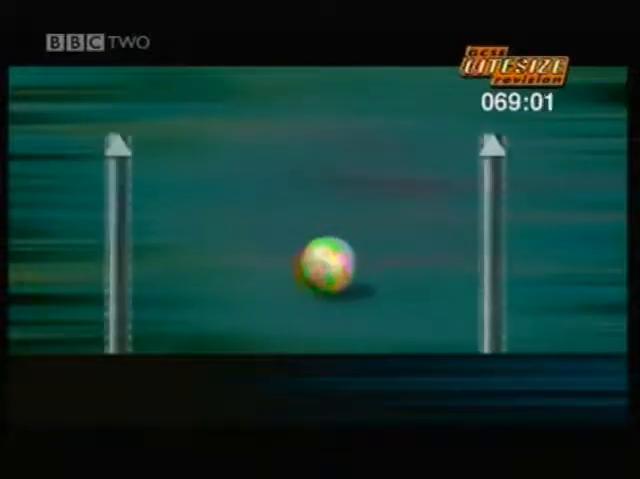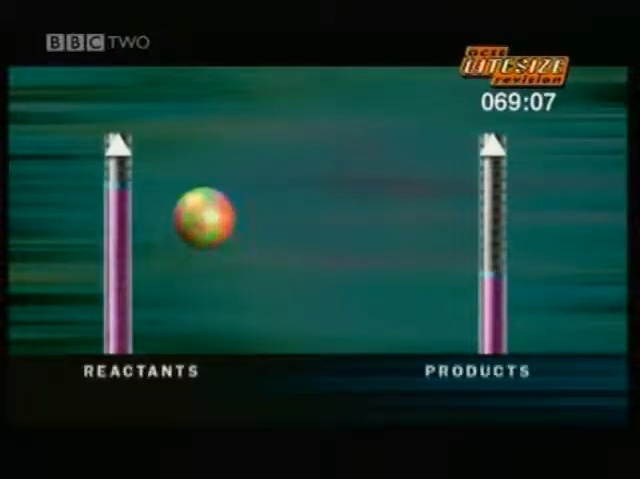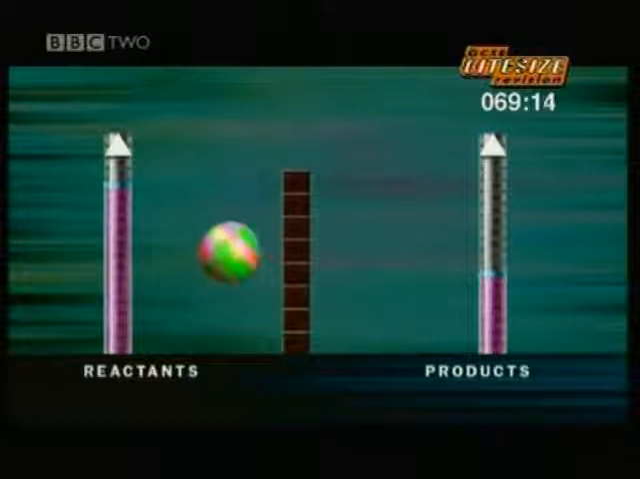Again, an energy level diagram shows what's going on. Overall, this is an exothermic reaction. So the reactants have more energy than the products. But this time, before the reaction can start, there's a barrier to overcome.